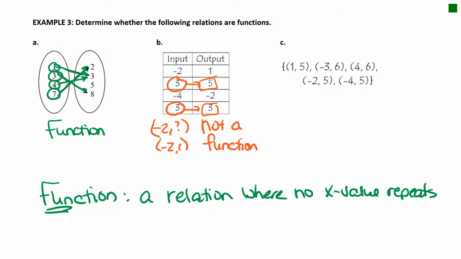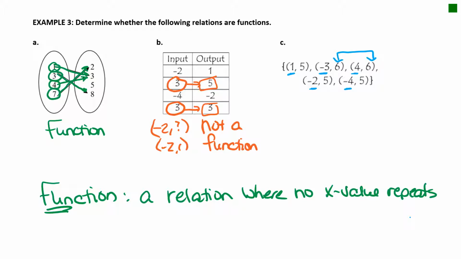So on this one, I've got a 1, a negative 3, a 4, a negative 2, and a negative 4. If I say 1, do you know what its output is? Yes, 5. If I say negative 3, do you know its output? Yes, 6. If I say 4, do you know its output? Yes, 6. Negative 2, yes, 5. Negative 4, yes, 5. Some of you might say, but look, the output's repeated.